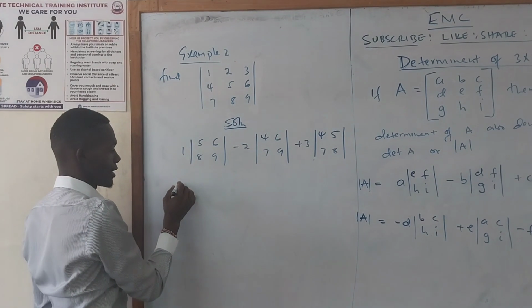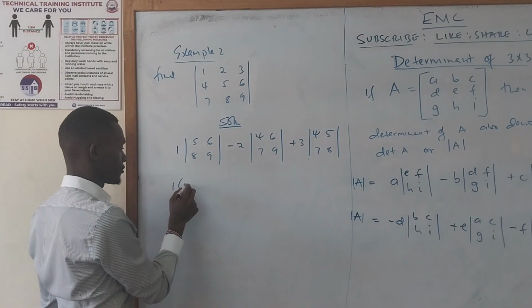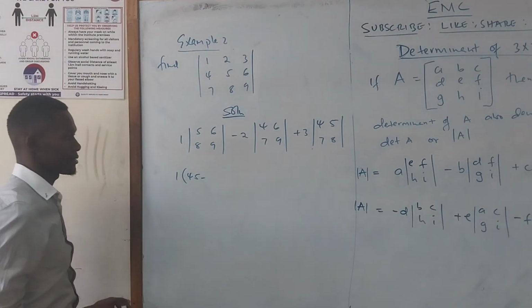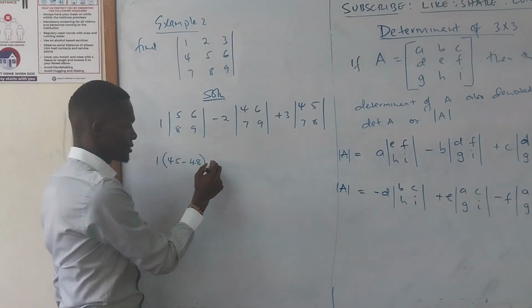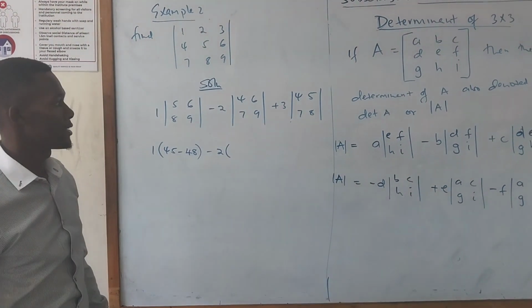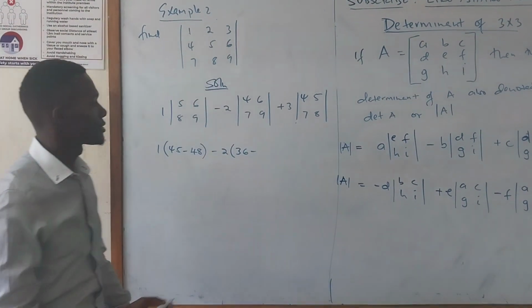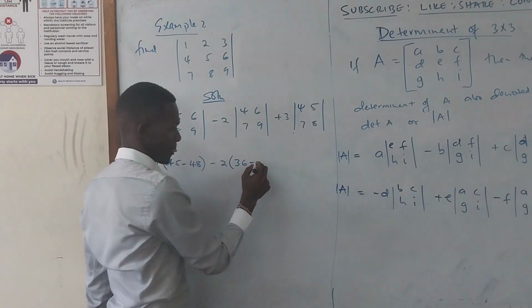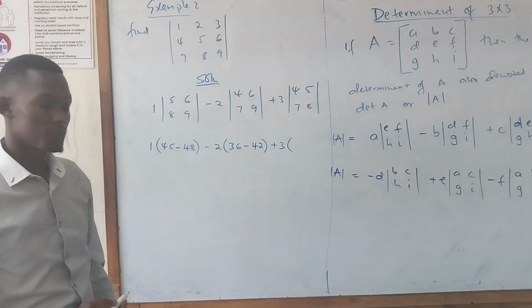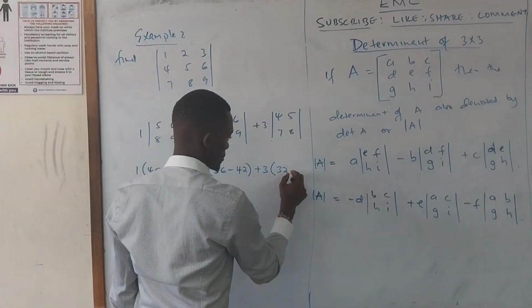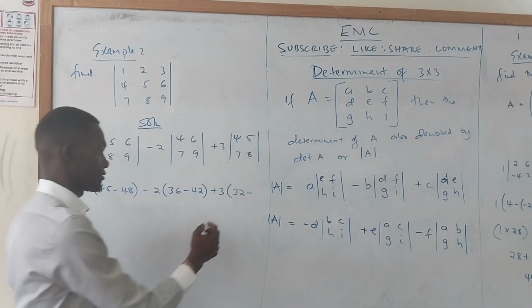So therefore again, 1, now multiply this and this, so 9 times 5 is 45, then minus 6 times 8 is 48. So minus 2, 9 times 4 is 36, minus 7 times 6 is 42, plus 3, 8 times 4 is 32, minus 7 times 5 is 35.